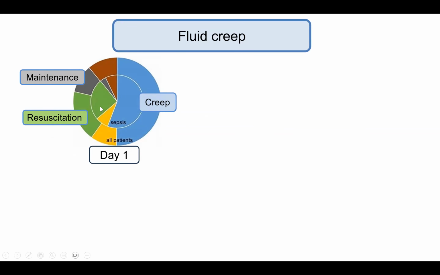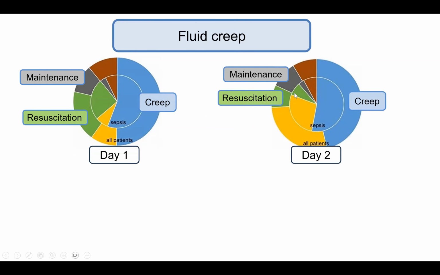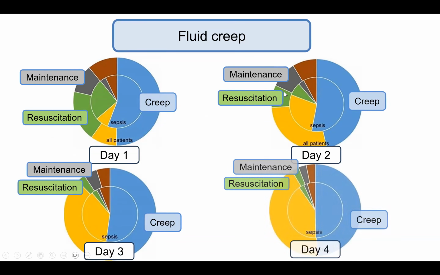As we see here on day one, this is the amount of the maintenance fluid, this is the amount of the resuscitation fluid, and this is the amount of the creep fluid. 50% of the volume received by the patient was not intentionally prescribed by the physician. And this is exactly what happened on the second day. The maintenance and resuscitation fluids decreased, and likewise on the third and fourth days. As we see here, the creep constitutes 50% of the amount of fluid given to the patient.